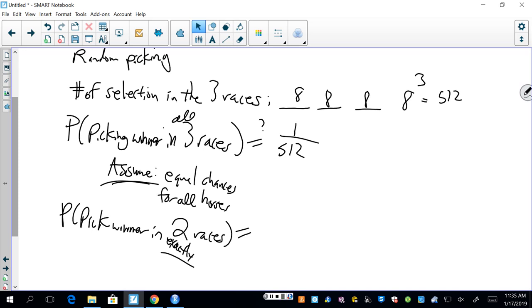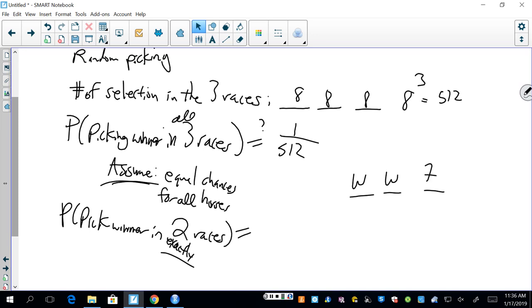But if it's the opposite of all 3 races, we'd be picking 0, 1, or 2. Right? So it would include 0, 1, or 2 correct picks. So that's a little bit bigger than this one is. But since there's 3, you've got to win in 2 of these races. So let's say you have the winner in these 2 races. How many ways are there of picking the horse that did not win in that 3rd race? 7, right? So there's 7 picks here.